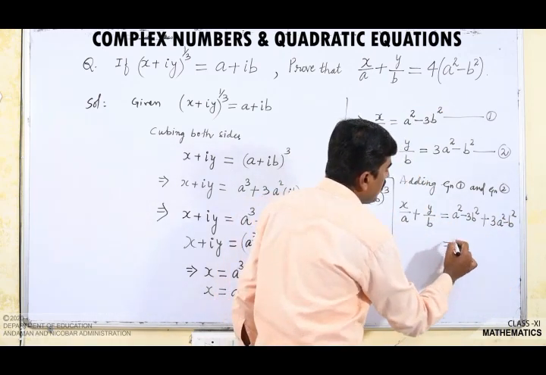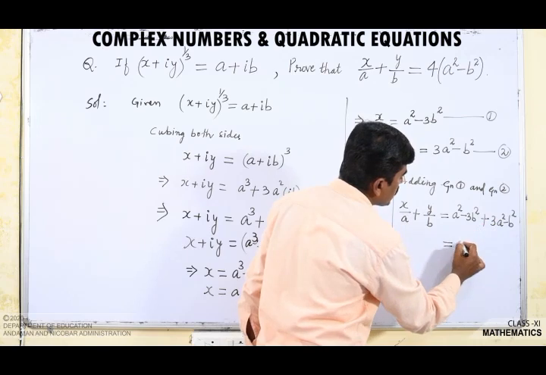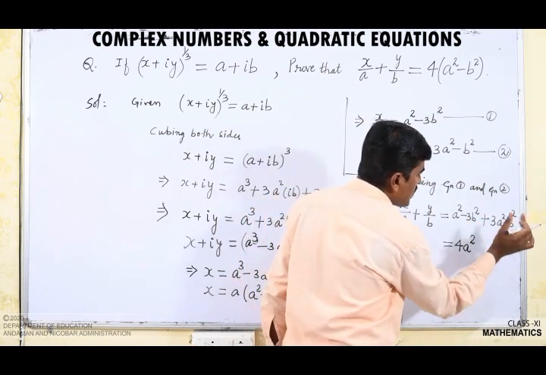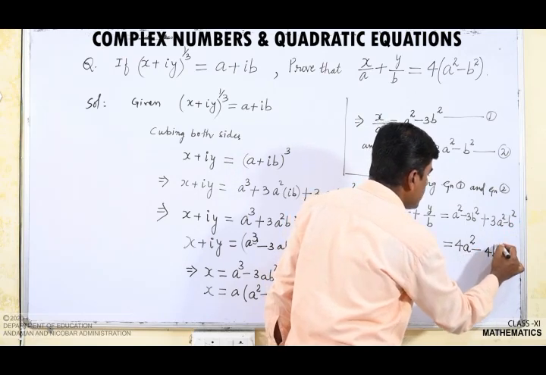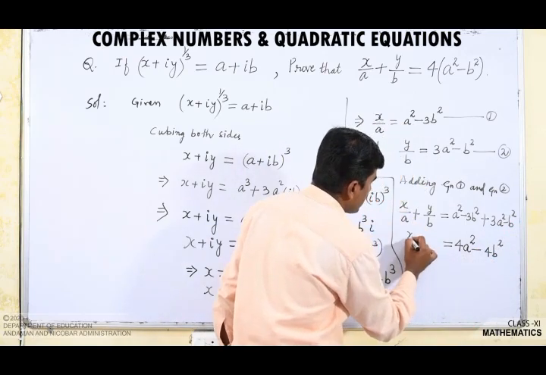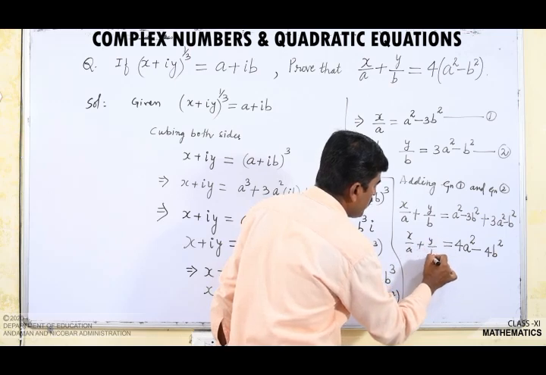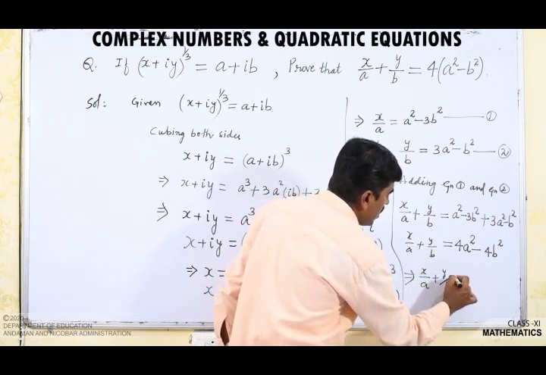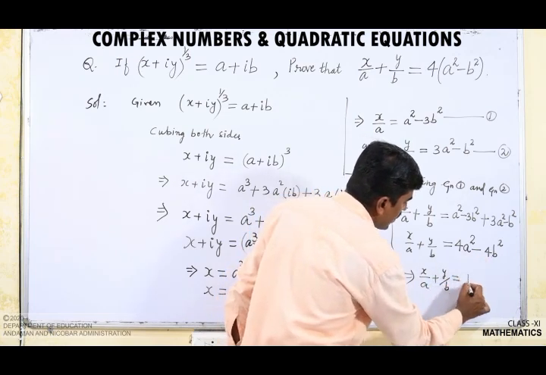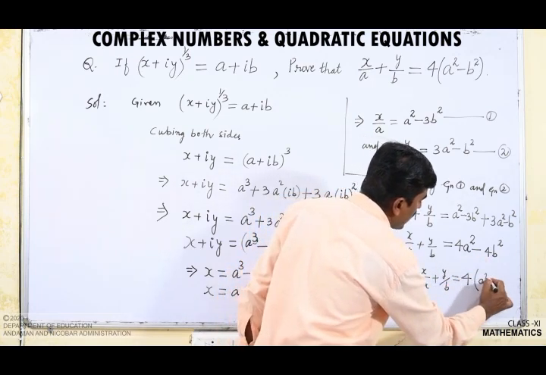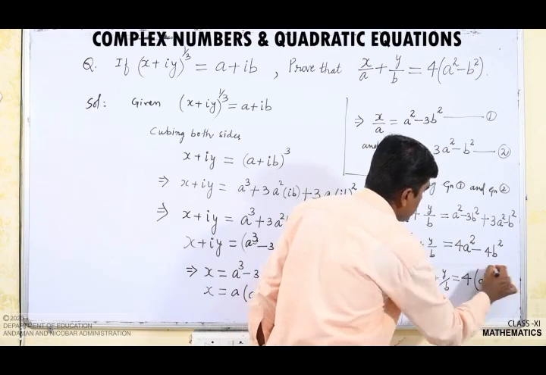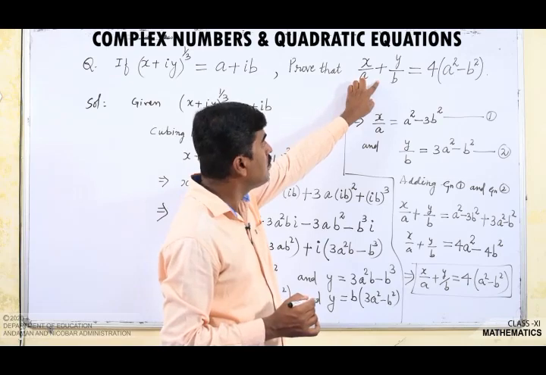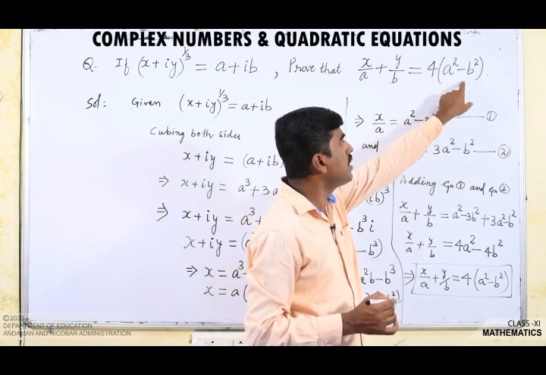So simplify it now. This is a square plus 3a square, that is equal to 4a square, and minus 3b square minus b square, that is minus 4b square. So x by a plus y by b is equal to, you take 4 common, that is 4 into a square minus b square. Hence it is proved. You see the result, x by a plus y by b is equal to 4 into a square minus b square.